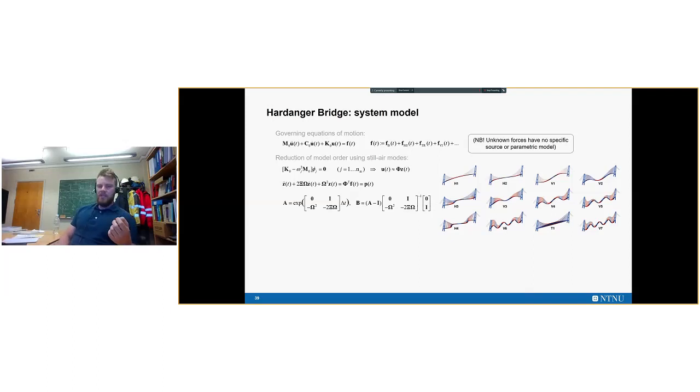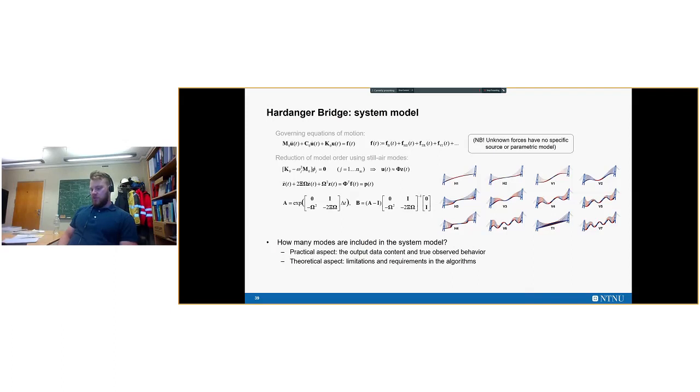However, even though we say that we are assuming the forces come from the wind, the traffic, and so on, it is important to remember that from the mathematical perspective, these unknown forces have no specific source or parametric model behind them. So the forces we identify are always derived directly from the measurement data.